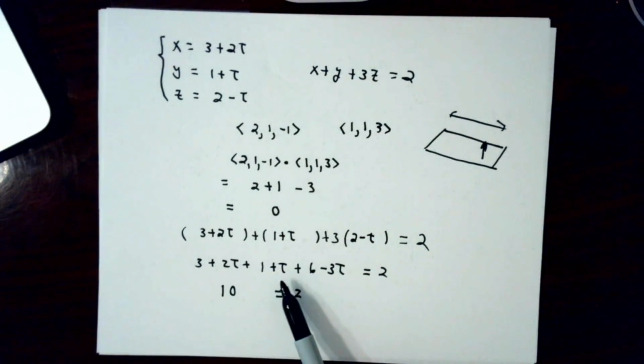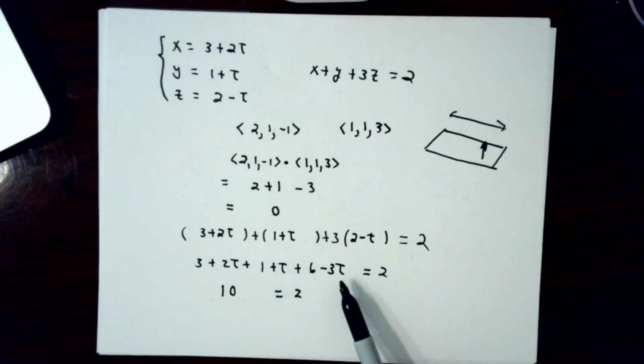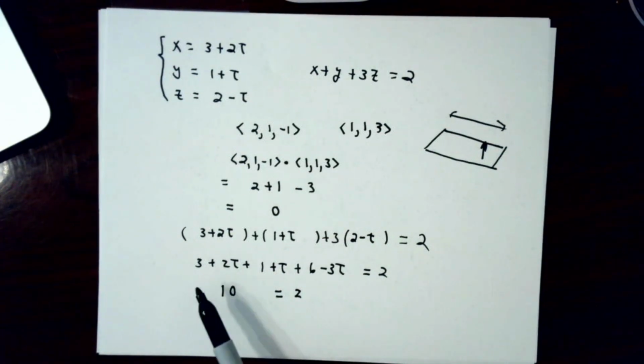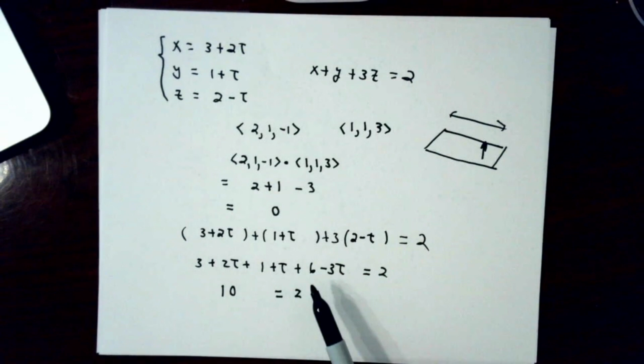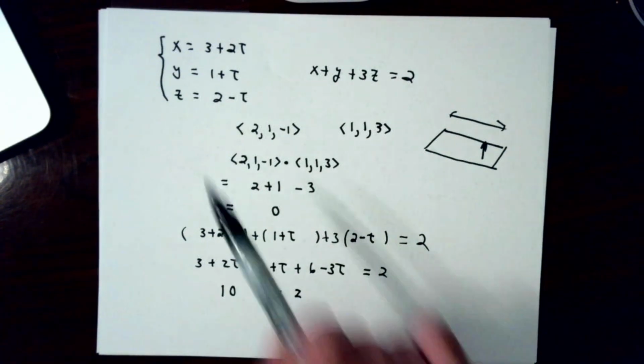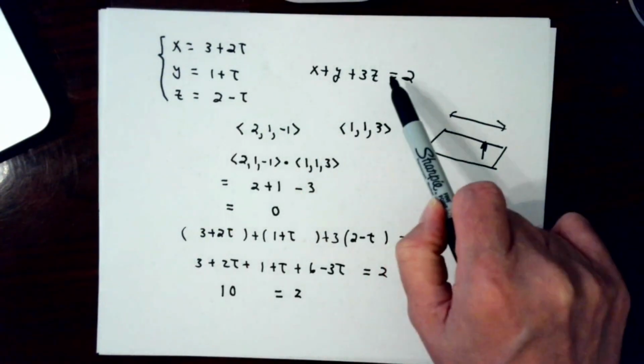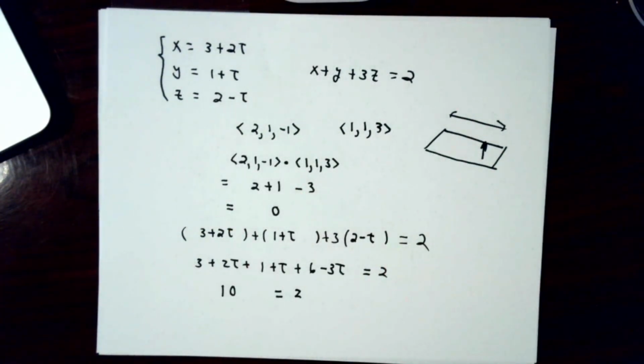2t plus t is 3t minus 3t. The t's cancel each other out. And 3 plus 1 is 4 plus 6 is 10. To make this work, 10 would need to equal 2, which is false. This is false no matter what t number you put into this equation. There is no way to make this and that true at the same time. I have a line that is parallel to and outside of the plane.